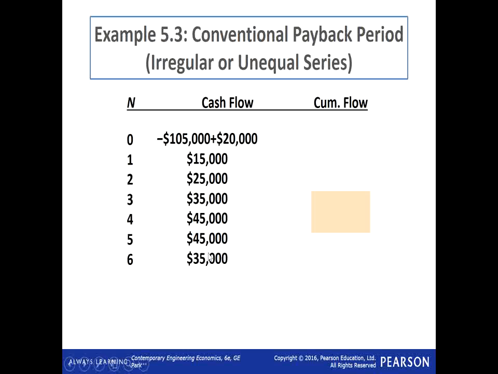Now what is the difference between the previous example 5.2 and this one? In the previous example the cash flows were equal, an equal cash flow, but for this question it is an unequal cash flow series. If you have an equal cash flow series, it is very easy. You just divide the uniform cash flow by the initial cost and you get the time period. But here you have to calculate manually, one by one.